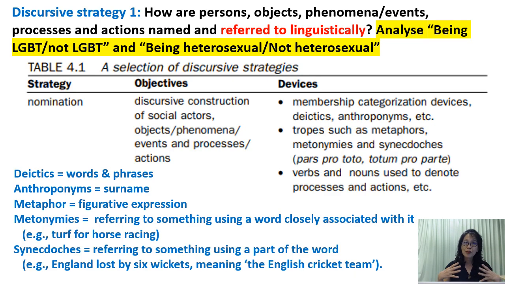Now, I will take you through each of the discursive strategies one by one by telling you what to look for in your analysis. There are all these possibilities out there that you could take to analyze. You may analyze all of them, or you can analyze selectively some, but this needs to be made known to your readers when you write your journal paper. Discursive strategy 1. How are persons, objects, phenomena, events, processes, and actions named and referred to linguistically?